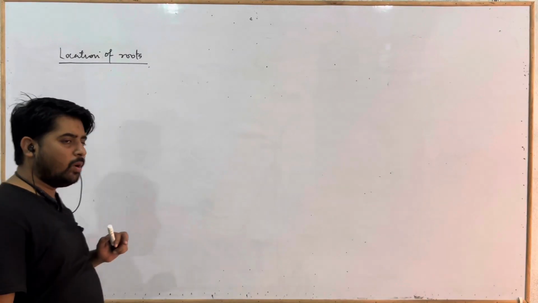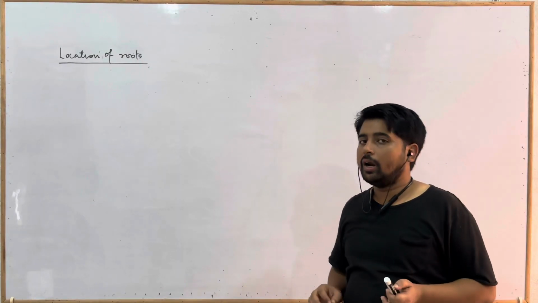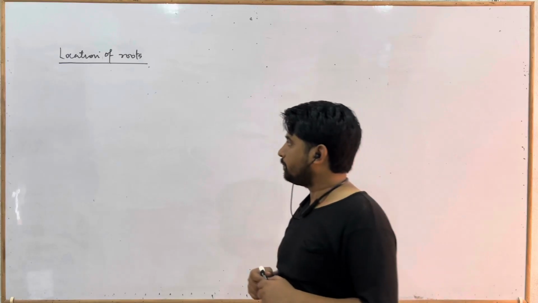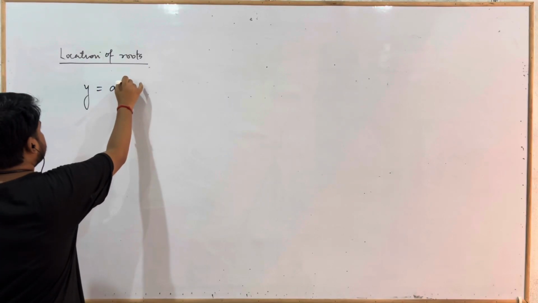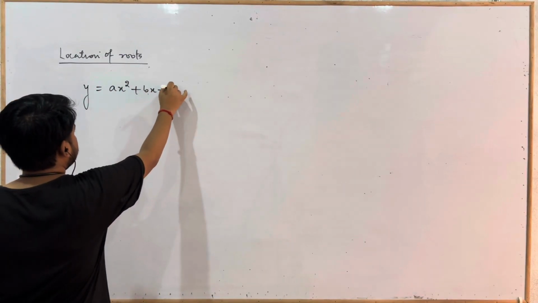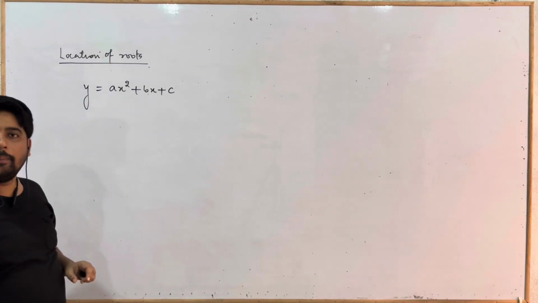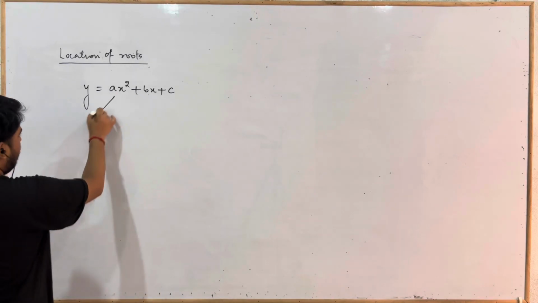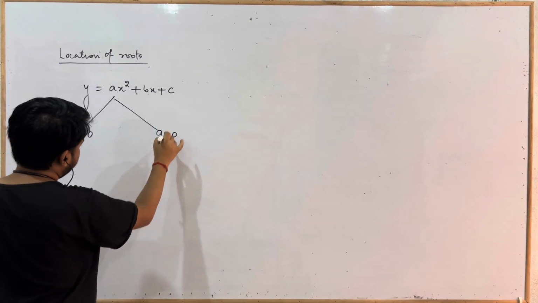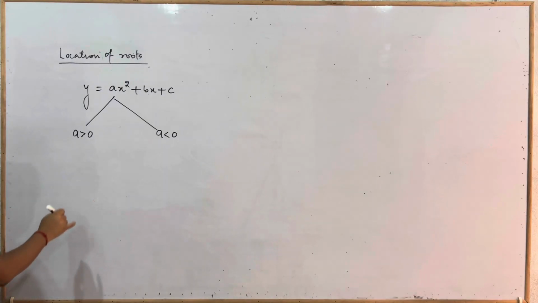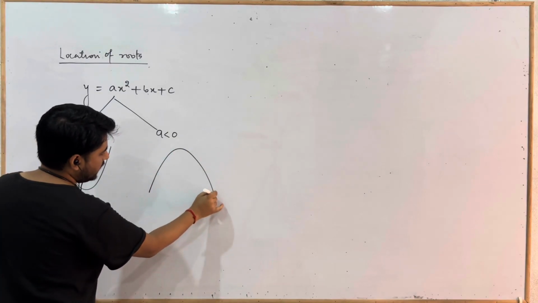Before starting this topic, I am giving you a small introduction to the graph of a quadratic polynomial, y equal to ax square plus bx plus c. Basically, this is a quadratic polynomial. The geometrical shape of a quadratic polynomial is a parabola. There are two possibilities on a: first, a greater than 0, second, a less than 0. For a greater than 0, we get an upward parabola, and for a less than 0, we get a downward parabola.